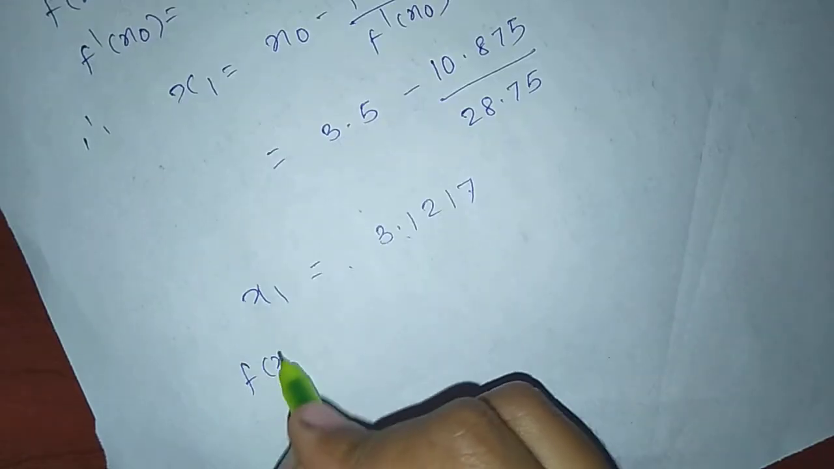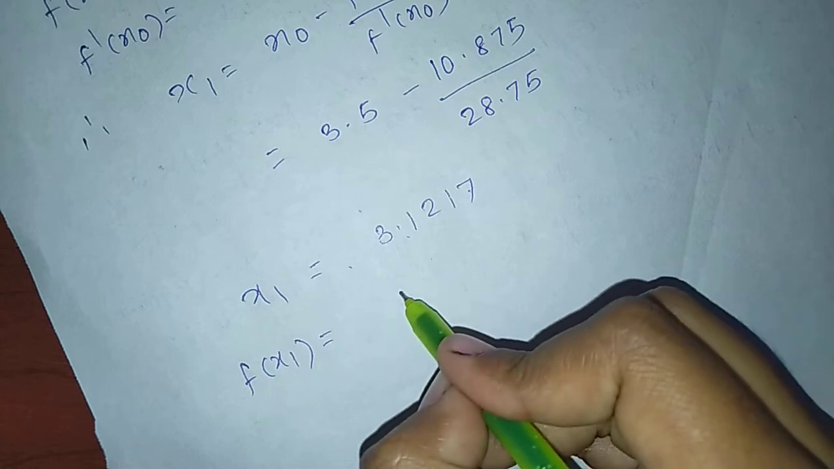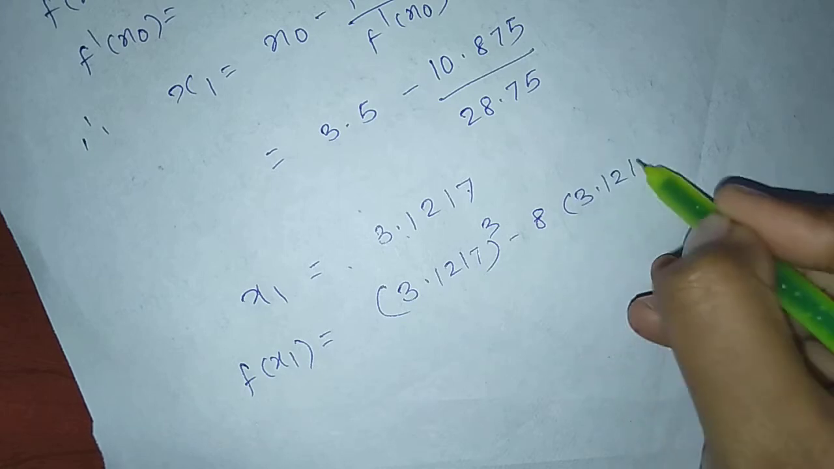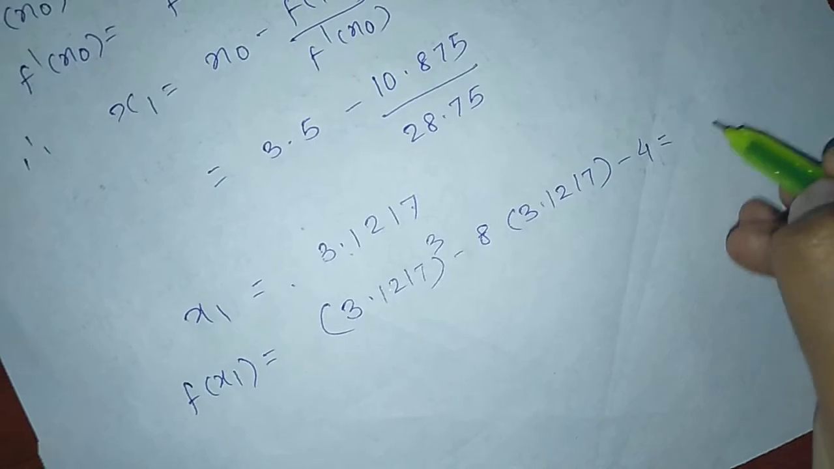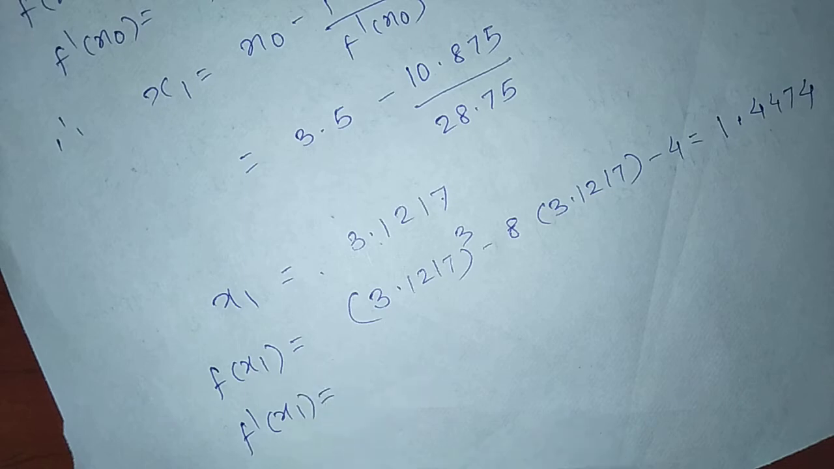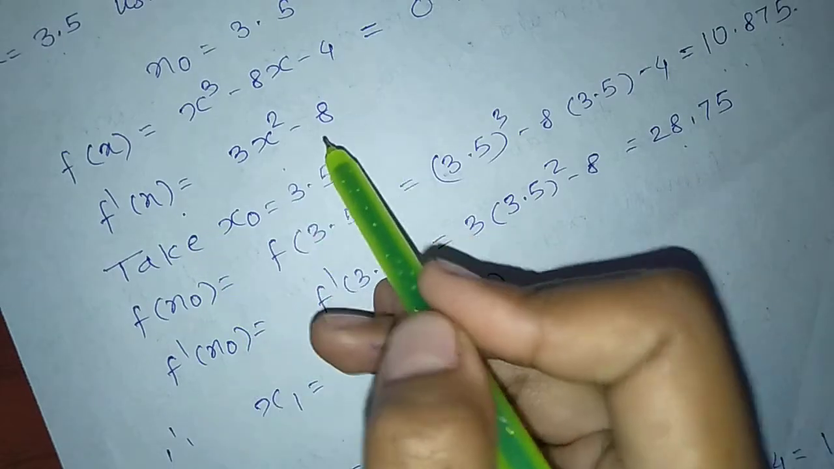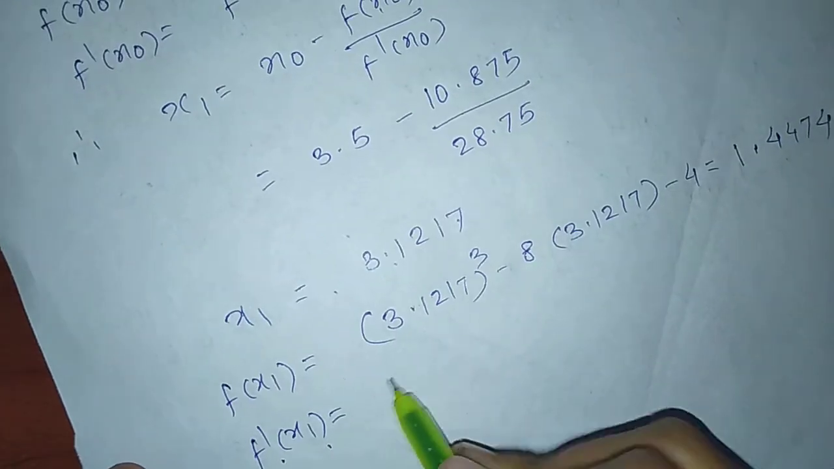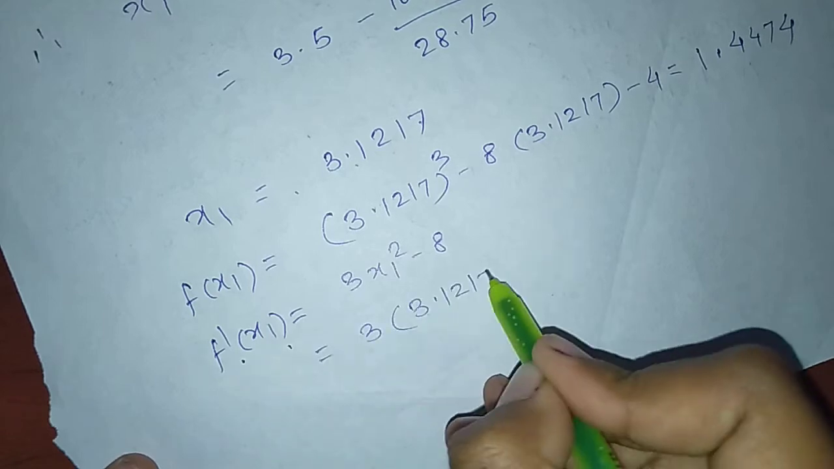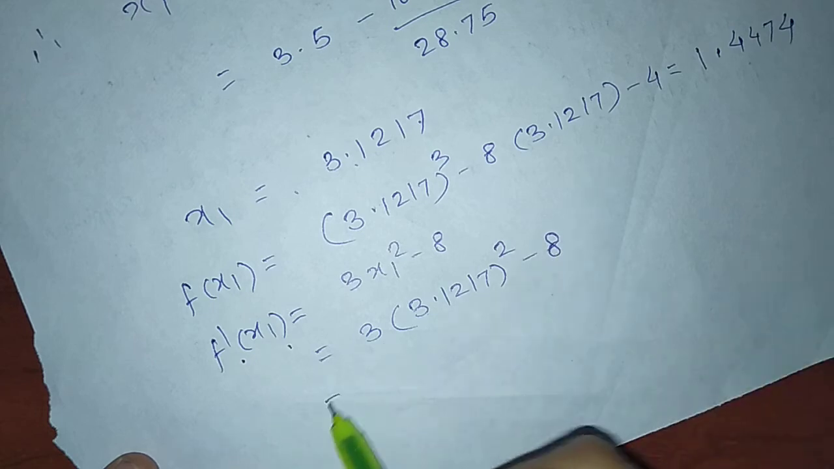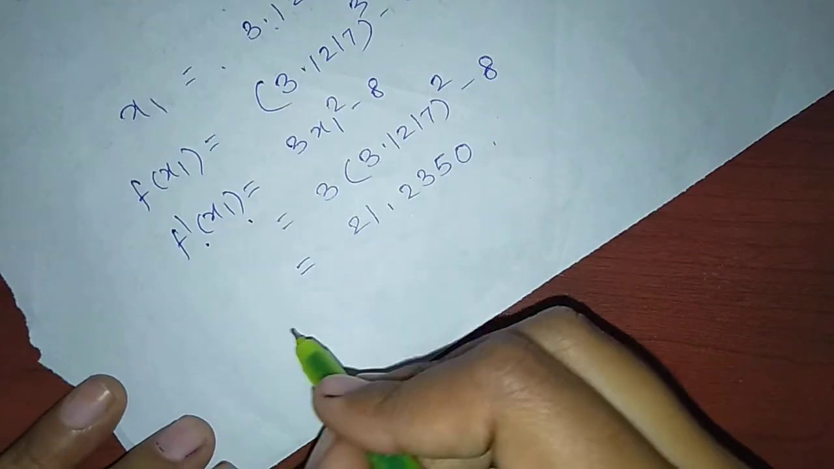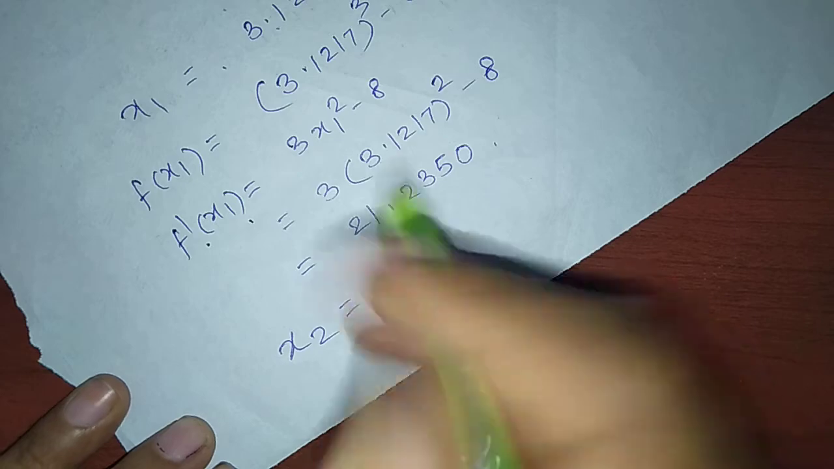Now calculate f of x1, which is equal to 3.1217 cube minus 8 into 3.1217 minus 4, which is equal to 1.4474. f dash of x1 is 3x1 square minus 8, which is equal to 3 into 3.1217 square minus 8 equal to 21.2350.